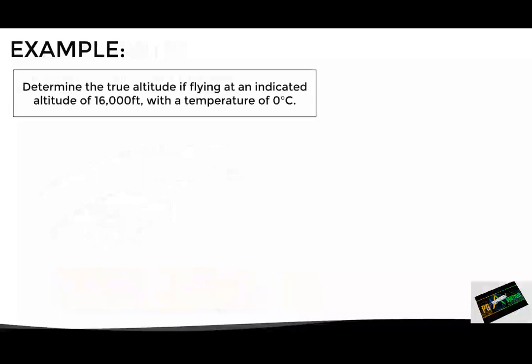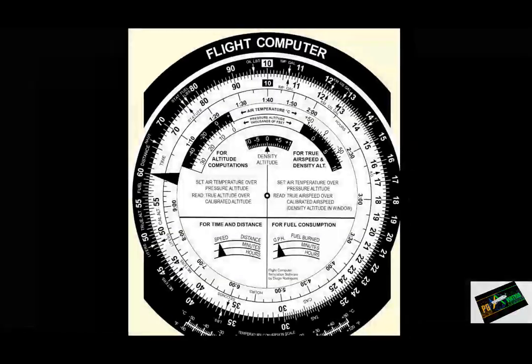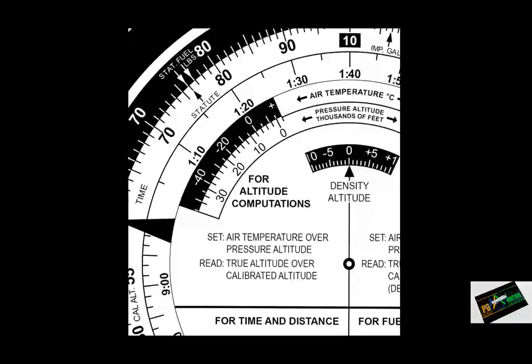Let's see a practical example. Suppose we want to determine the true altitude if flying at an indicated altitude of 16,000 feet with a temperature of 0 degrees Celsius. Well, first we have to align the altitude of 16,000 feet with 0 degrees Celsius on this scale.